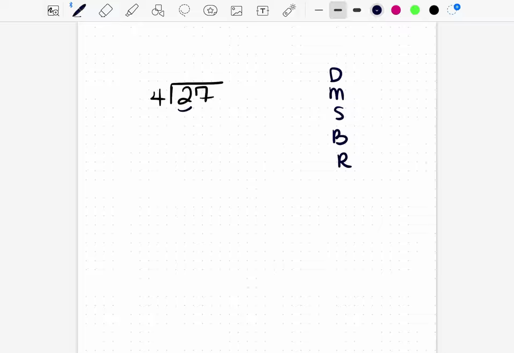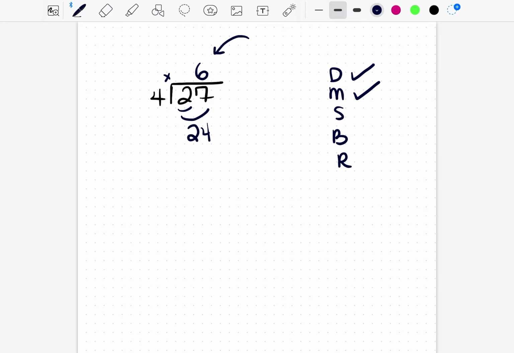Can 4 go into 2? No, it cannot. Can 4 go into 27? Yes. How many times? 27 divided by 4, it can go in 6 times. So we divided. Where do we put the answer that we get? We put it on top. Now we multiply. What do we multiply? The number on top times the number on the side. 6 times 4 is 24. We write that answer below. When we multiply, we always write the number below.